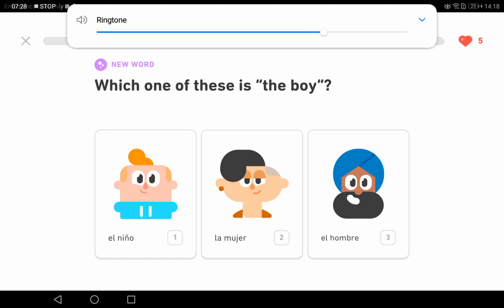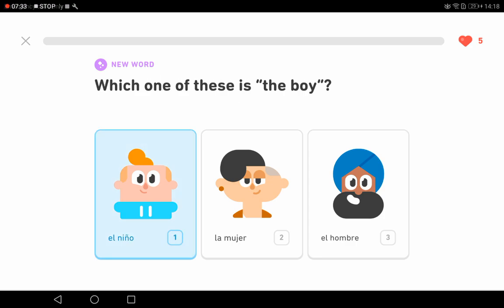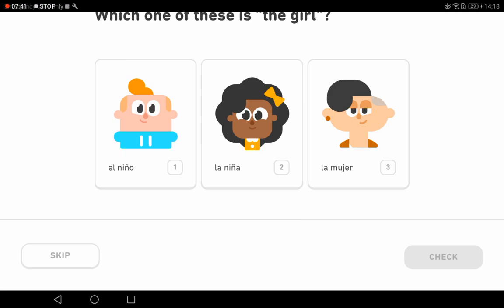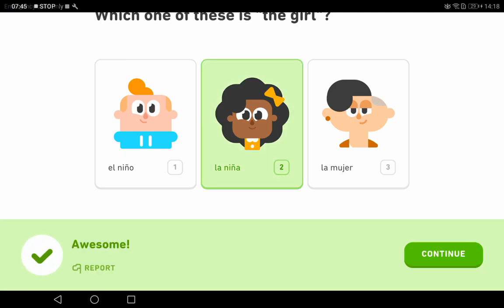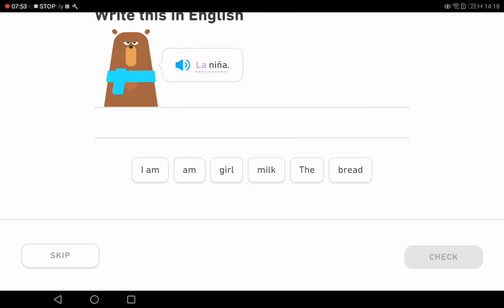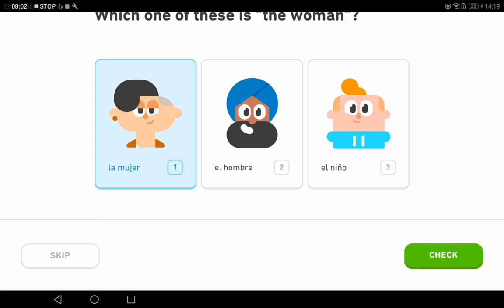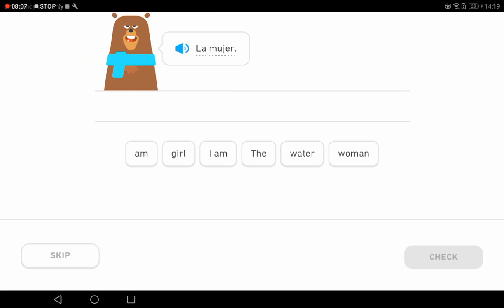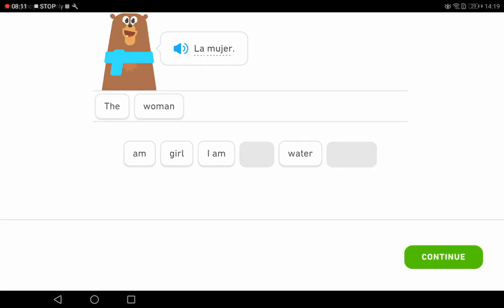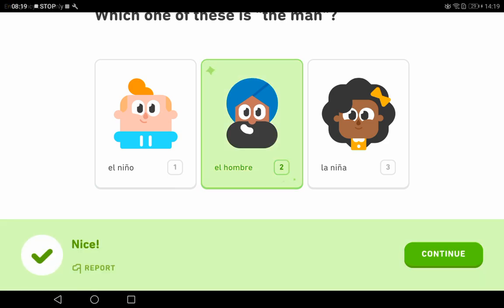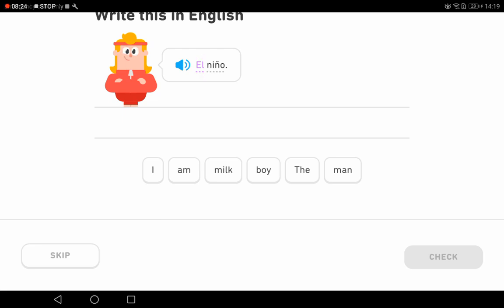Which one of these is the boy? Yeah, I still know that. El niño. El niño, yeah. Is the girl. La niña. La niña. The girl. Which one of these is the woman? La mujer. Super impressive. Which one of these is the man? El hombre. Remember, el niño. In Spanish, the H is silent and the J sounds like an H, so that's what Spanish is.